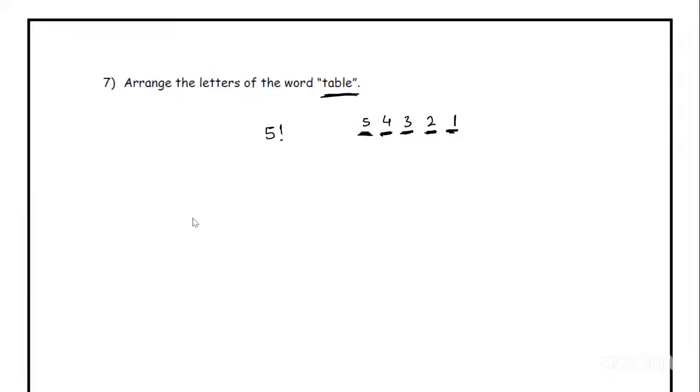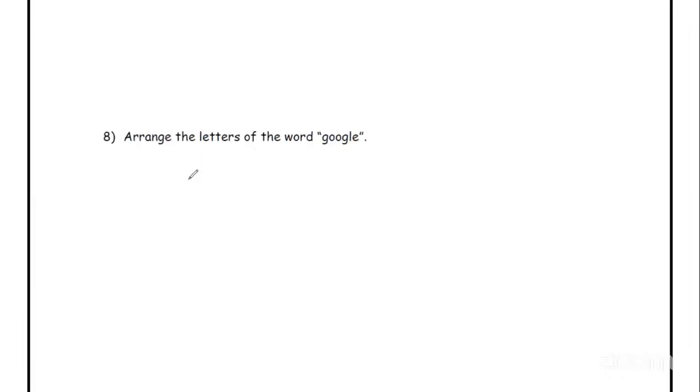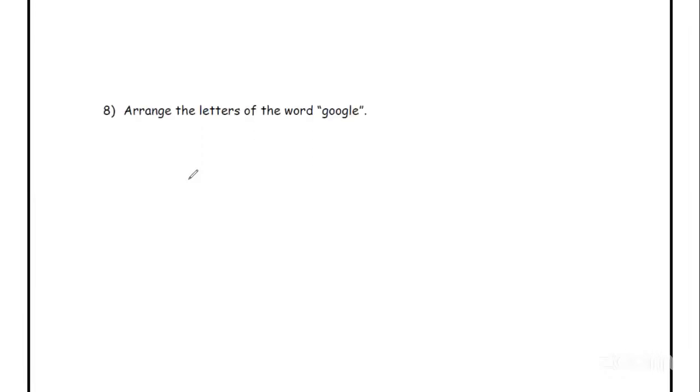Now let's consider another question where letters in the word are repeating. Understood? So when you have a word like Google, where there are 2 G's and 2 O's, first count the number of letters in the word. So there are 6 letters, so you say 6 factorial, and then divide that by the factorial of the number of letters which are repeating. So 2 G's, divide by 2 factorial, and 2 O's, divide by 2 factorial.